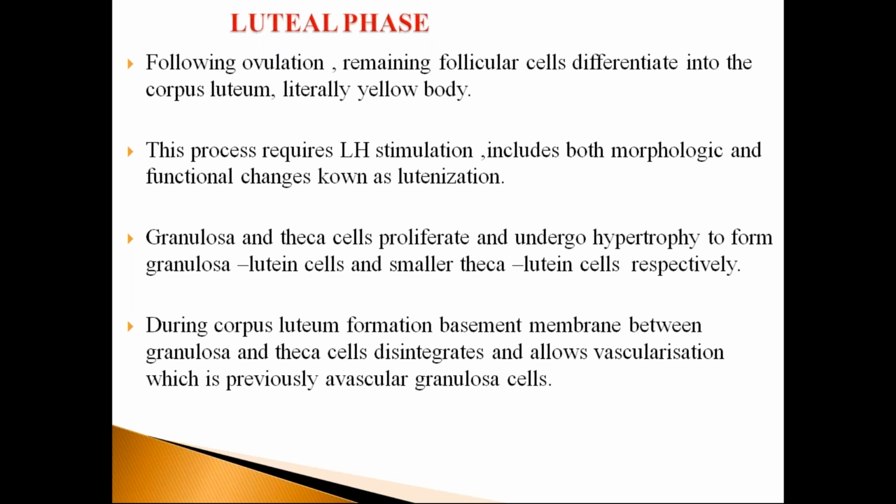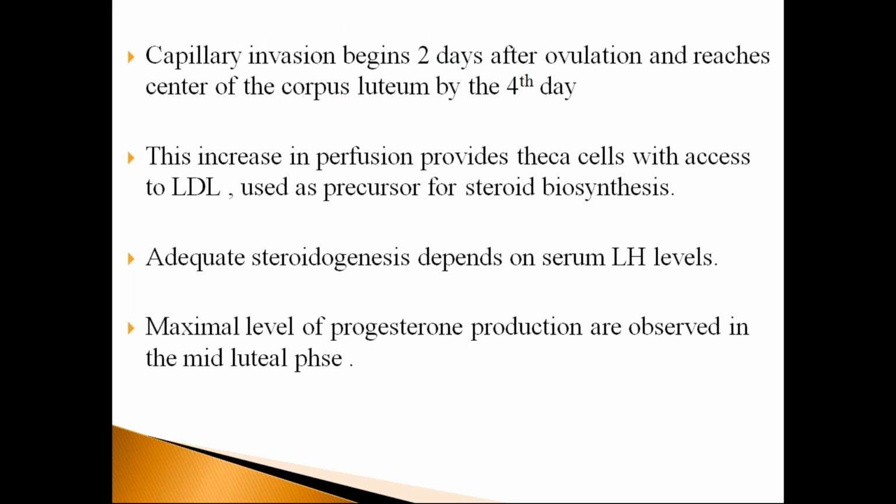During corpus luteum formation, the basement membrane between the granulosa and theca cells disintegrates and allows vascularization. Prior to ovulation, the nutrients to the oocyte are only transferred by diffusion. But after ovulation, vascularization happens. This capillary invasion begins 2 days after ovulation and reaches the center by the 4th day. When there is accessibility to the vascularity, low density lipoproteins are perfused into the theca cells, and are used as the precursor for steroid biosynthesis.